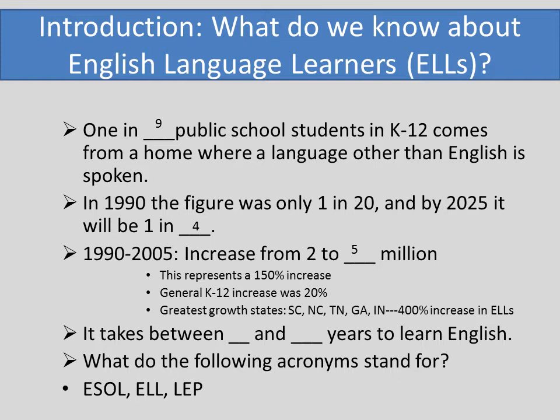Question 4. It takes between blank and blank years to learn English. This is a bit of a trick question, but really we're talking here more about academic English. The social English we would expect a student to get in maybe 2 to 3 years, but as we talk more about academic English, between 5 and 7, and actually some research suggests that it could be up to a decade to learn English academically in the school setting.